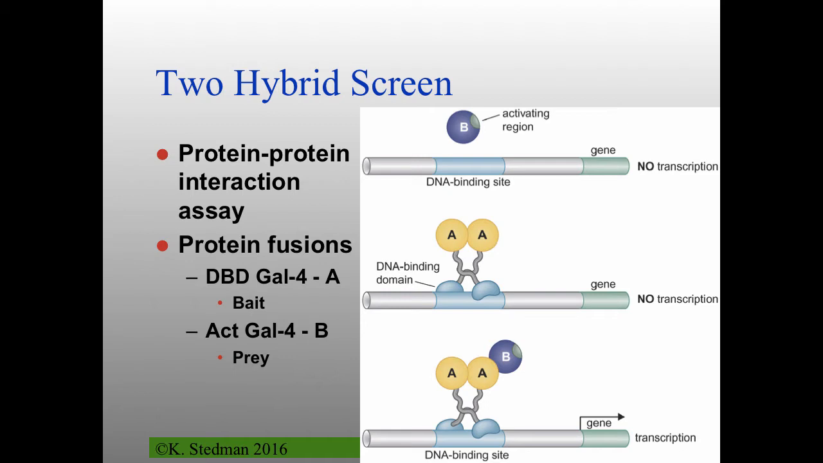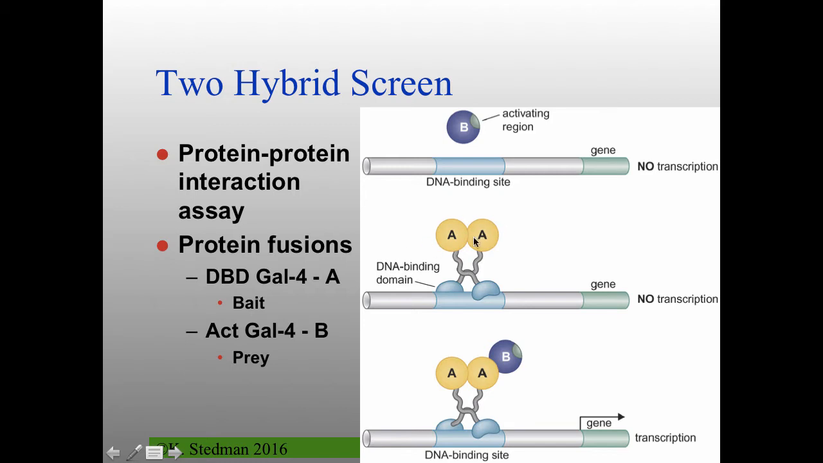technique called the two-hybrid screen, horrible name, but that's what everybody calls it, where it takes advantage of the fact that DNA binding proteins, particularly activator proteins, are modular. So you've got a DNA binding domain and an activation domain, which are really separate relative to each other. And so what people do is they'll take the DNA binding domain of one particular transcriptional regulator and fuse it to whatever protein they're interested in, say A in this case.